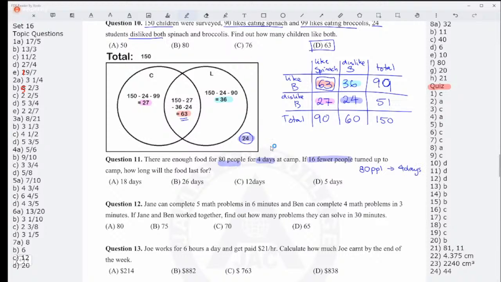That means one person will last 4 times 80, because it's 80 lots, which gives you 360 days for this one person. 16 fewer, so 80 minus 16 will give you 64. So that means 64 people now will have 360 divided by 64, shared between them.